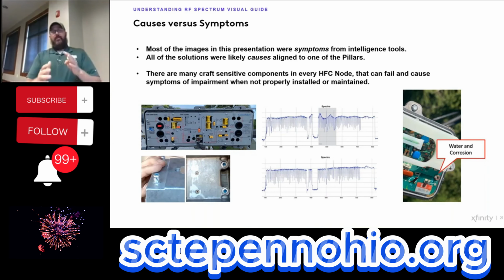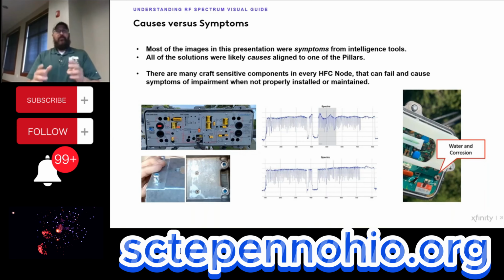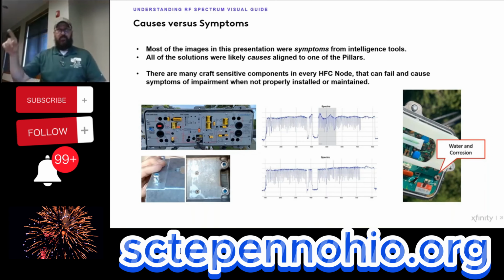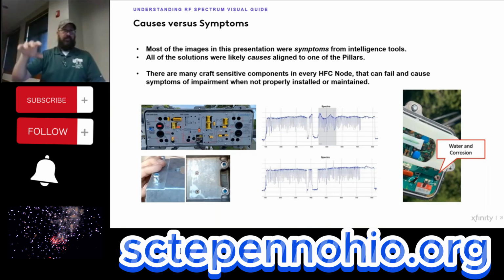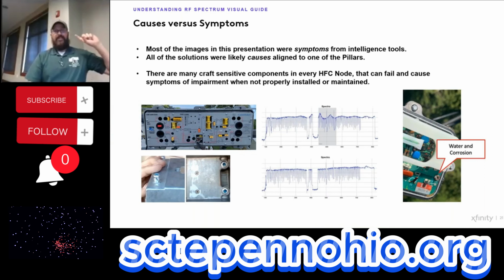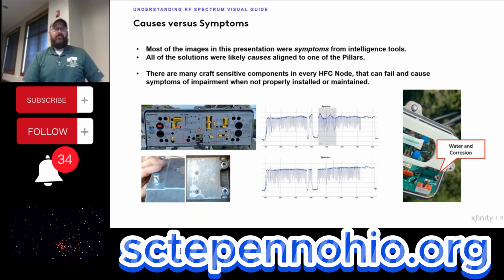So as we go all through this, I want you to recognize what the symptoms are and start to connect what the shape of the response is to what the symptom is. Is it water? Is it a periodic standing wave? Is it a compound impairment? Is it ingress? And then draw the next conclusion to the cause.